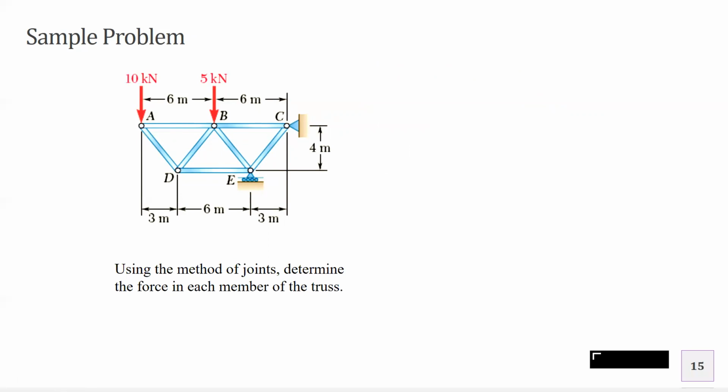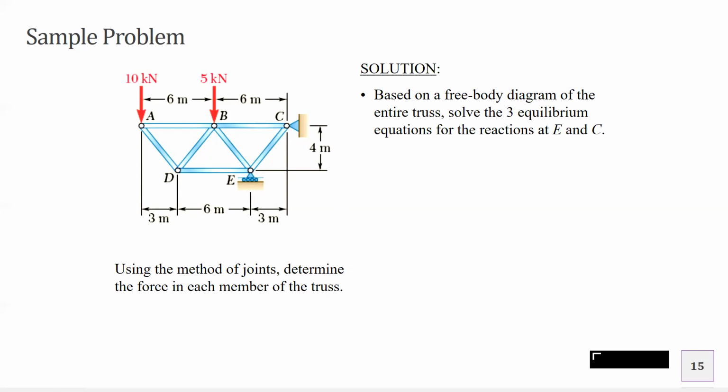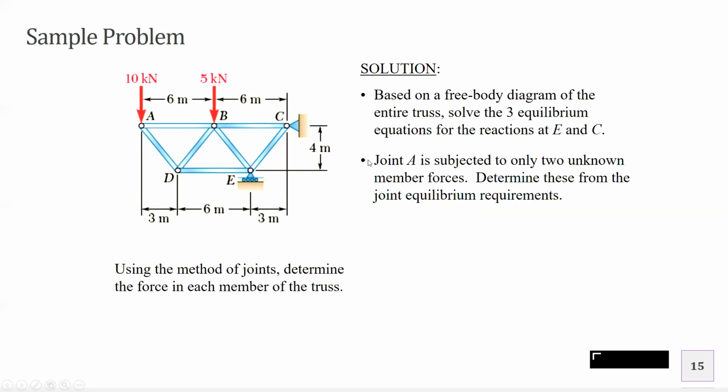So using the method of joints, you would determine the forces in each member of the truss. Based on the free body diagram of the entire truss, we're going to solve using the 3 equilibrium equations for the reaction forces. So we're looking for the reaction forces at points E and C. And then we can break it down. After that, we're going to use point A, since it has the least number of unknowns. We have only an unknown here and here.